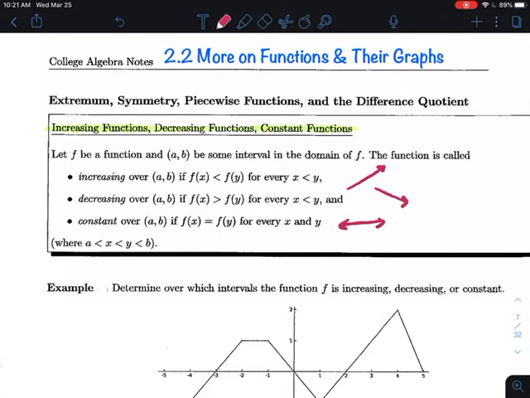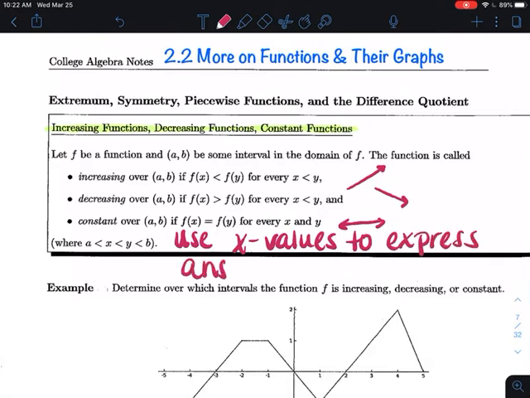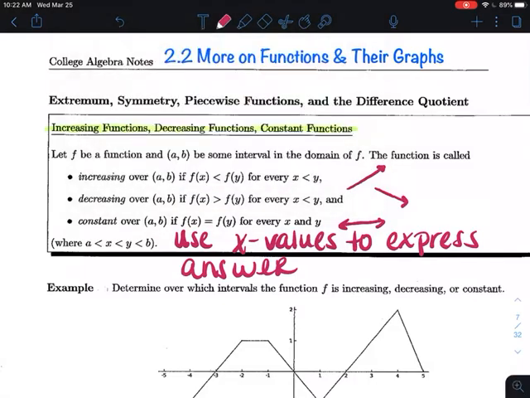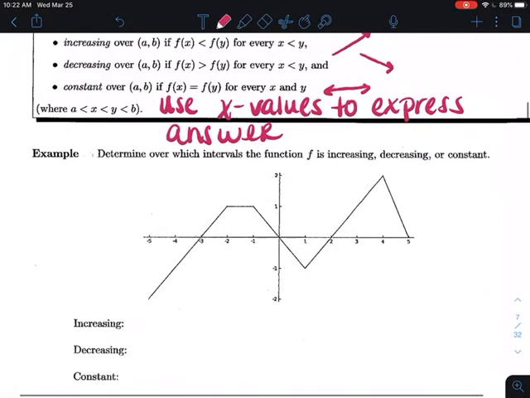The one thing you need to remember about increasing, decreasing, and constant functions is when you write your answer, you need to use x values to express answers. All right. So it says determine over which intervals the function f is increasing, decreasing, or constant.